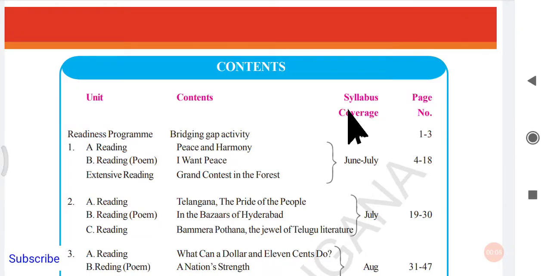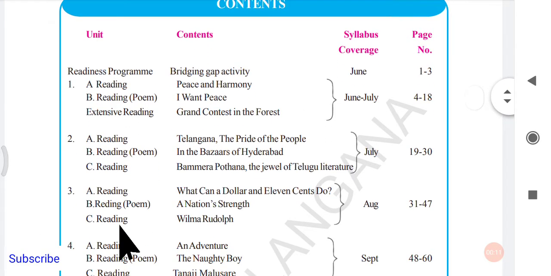So we are continuing with the summaries of 6th class English, and so far we have completed Unit 1 and Unit 2, and we are entering into Unit 3 here today. And in this video I'm going to go through reading A, that is, what can a dollar and 11 cents do? That is the title of the text.